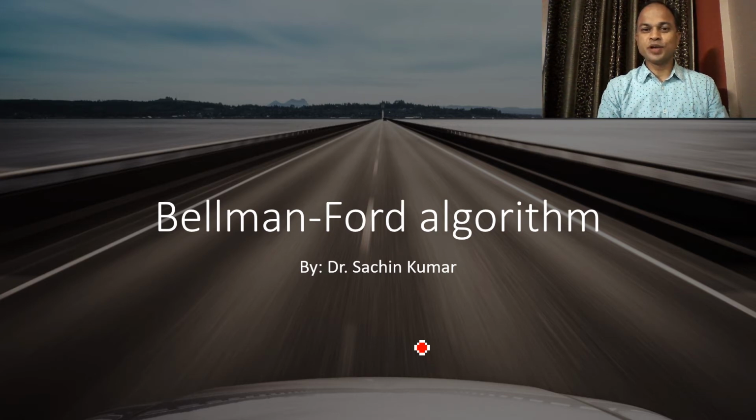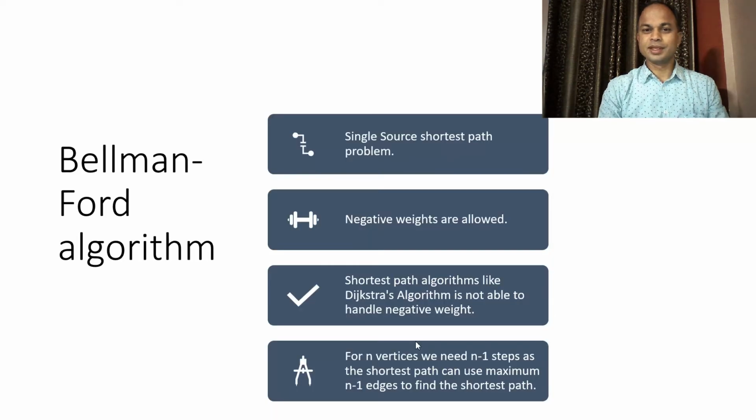In this video, we are going to discuss the Bellman-Ford algorithm. This algorithm is used for the shortest path problem. Basically, it is used for the single source shortest path problem. Single source shortest path problem means here we have a single source and the destinations may be multiple. In this algorithm, negative weights are allowed. I mean, whatever negative weights we have, we can manage in this algorithm. If we talk about Dijkstra's algorithm, then Dijkstra's algorithm fails with negative weights.